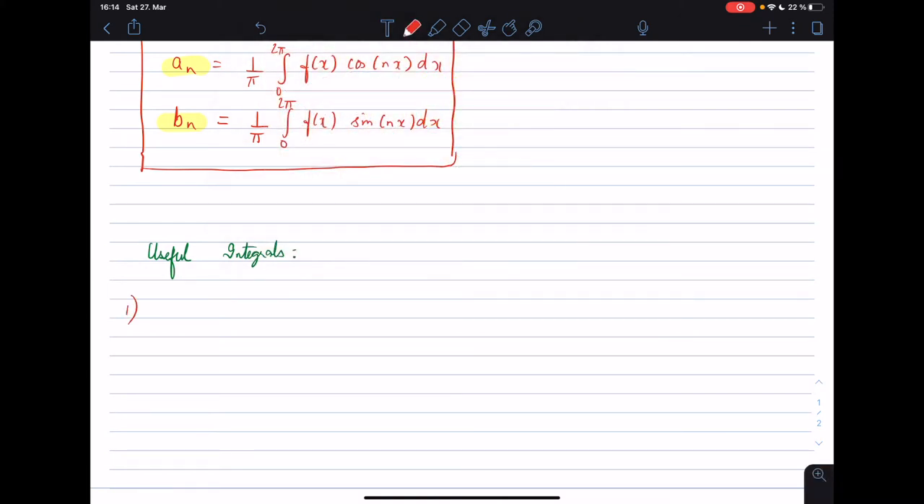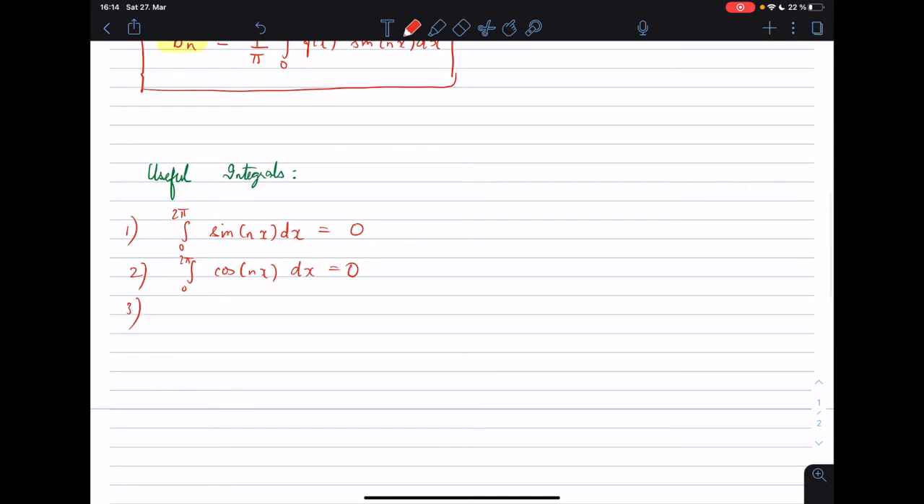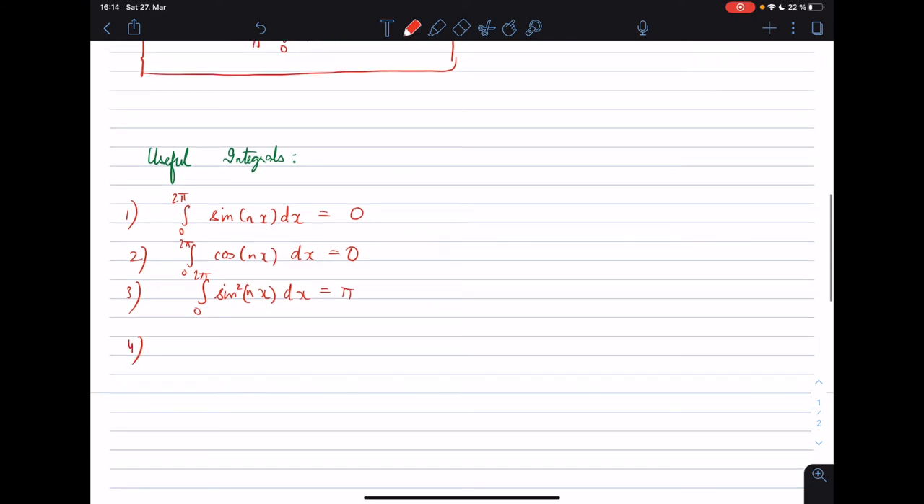the first one is that the integral of sine nx from 0 to 2 pi is 0 simply. And then the second integral that we'll be using is the integral of cosine of nx from 0 to 2 pi, which is also 0. And then third is the integral of sine square nx over 0 to 2 pi, which is equal to pi. And then similarly, the integral of cosine square nx over 0 to 2 pi is also equal to pi.